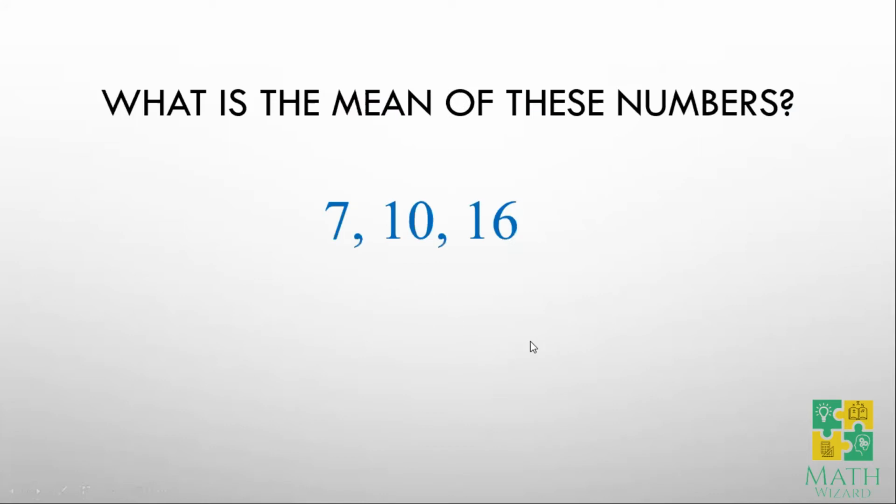What is the mean of these numbers? The answer is 11. How did we get 11? We add them together: 7 plus 10 plus 16. That's equal to 33. And we divide 33 by 3, because there are three numbers: 7, 10, and 16. So our answer is 11.